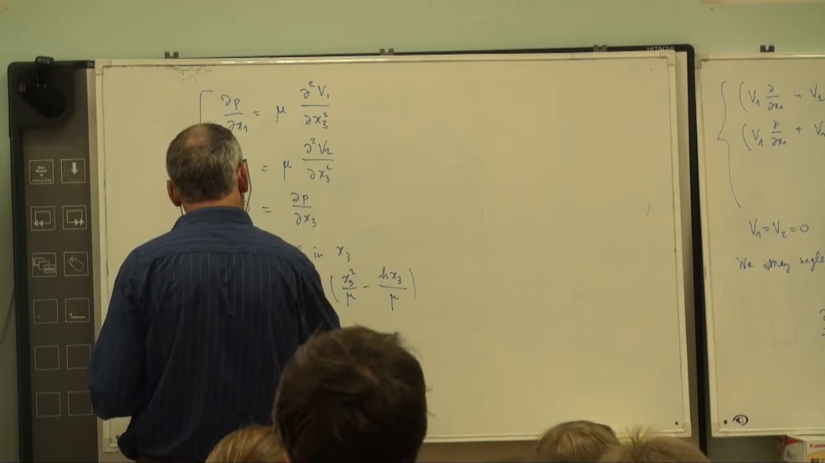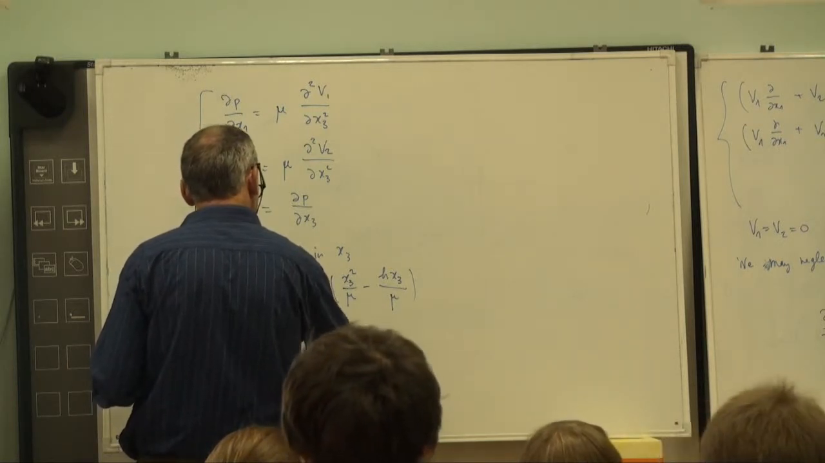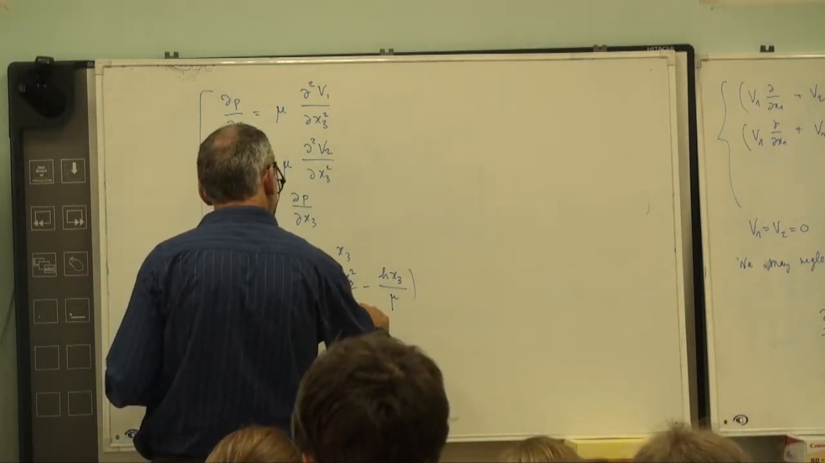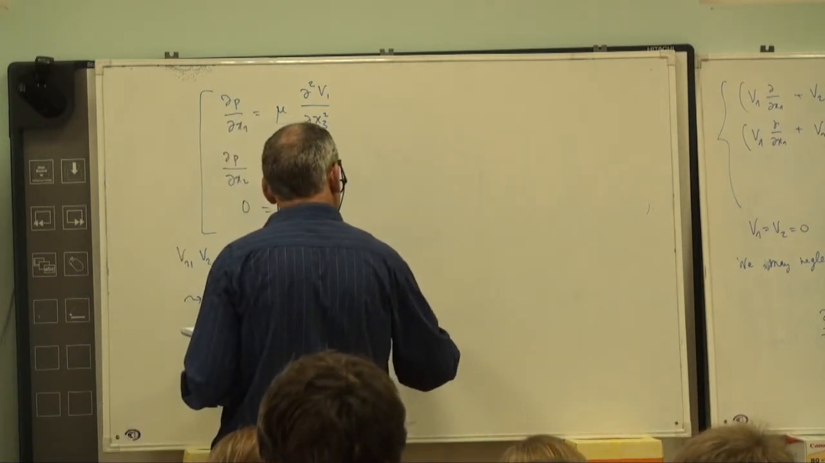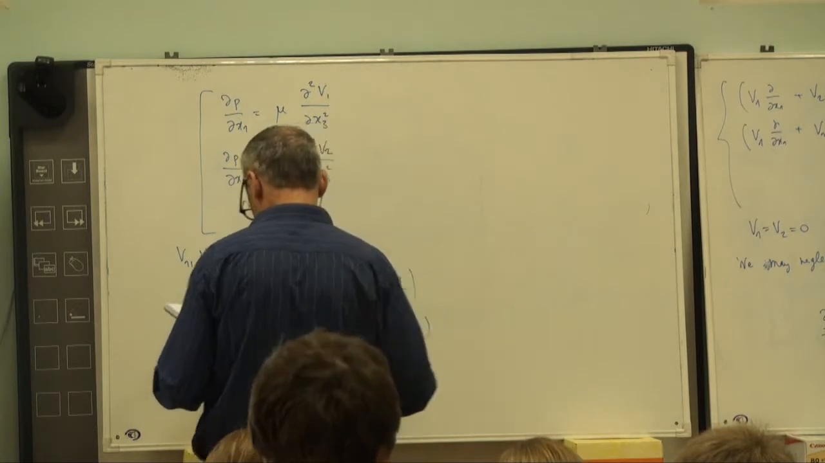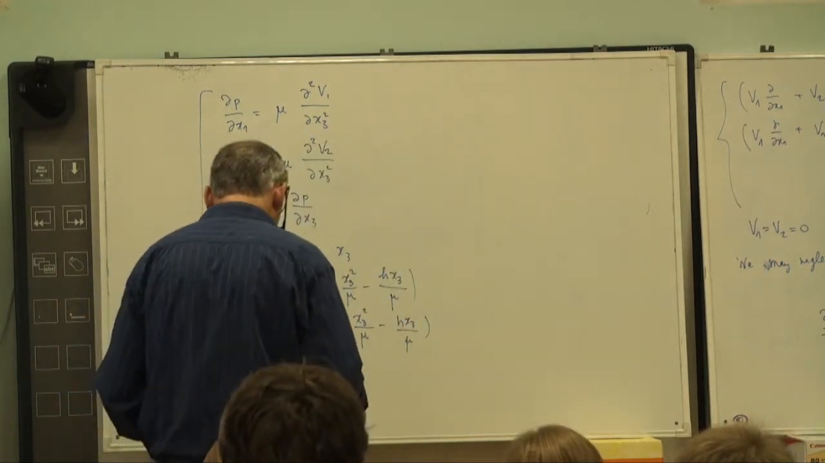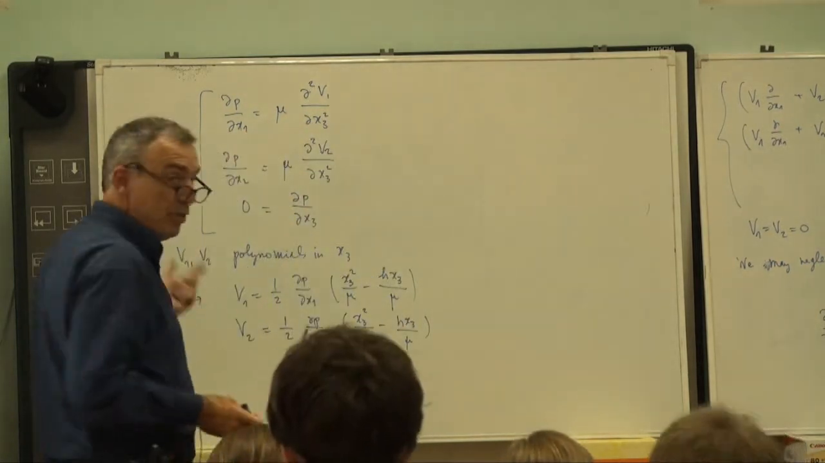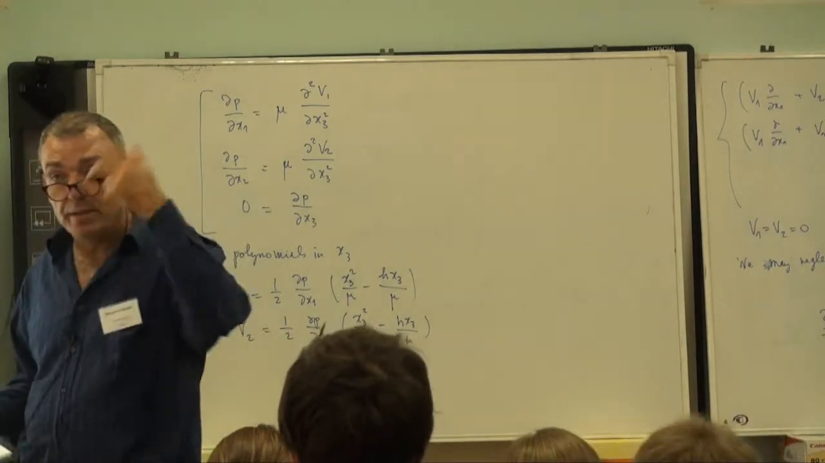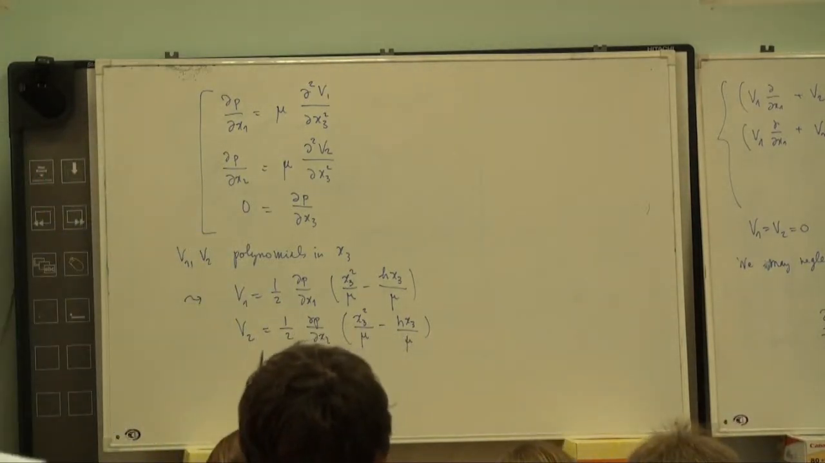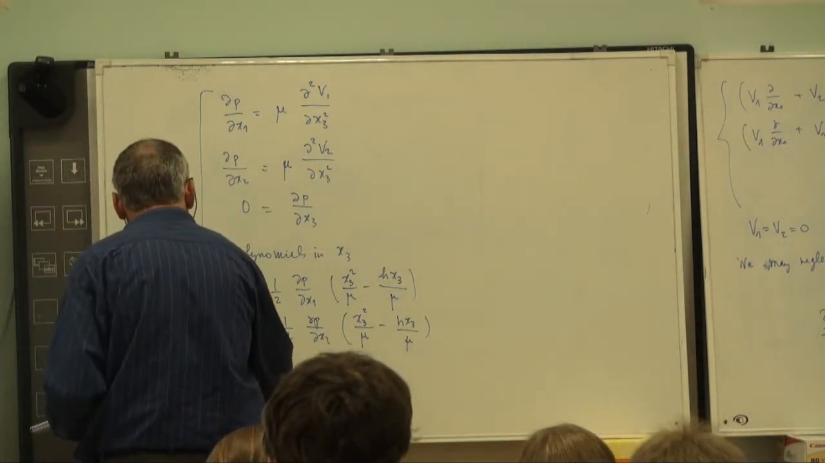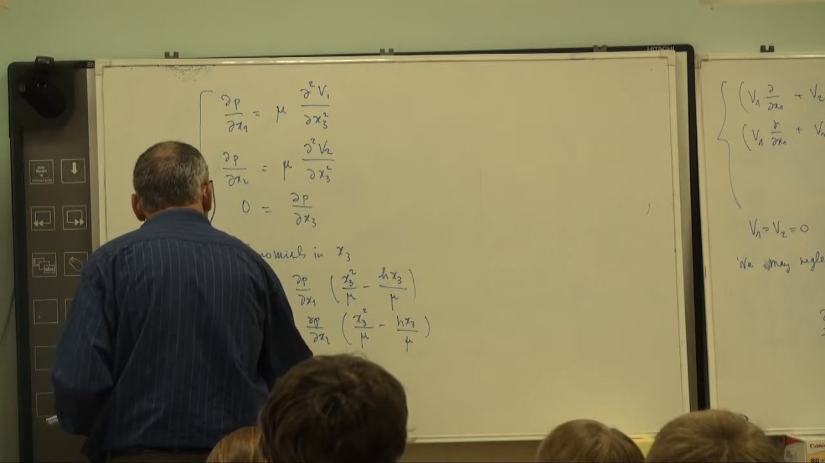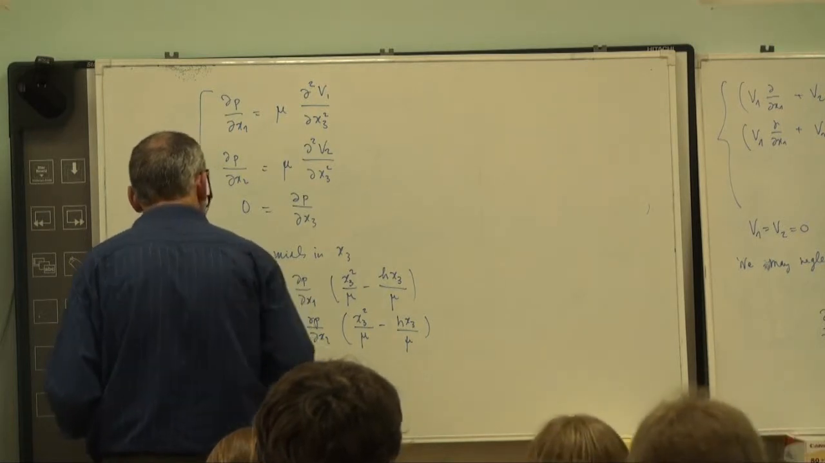v2 is equal to 1 over 2 dp over dx2 times (x3 square over mu minus h x3 over mu). And now what we do is that we take the mean of this speed. That means we write vj twiddle is equal to 1 over h integral from 0 to h of vj.